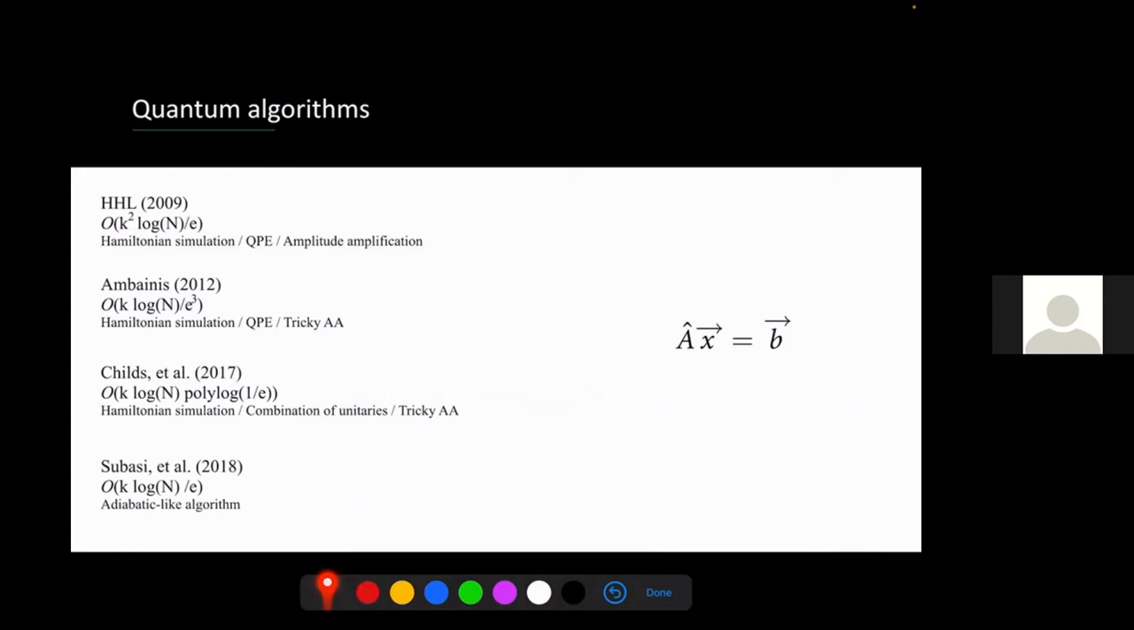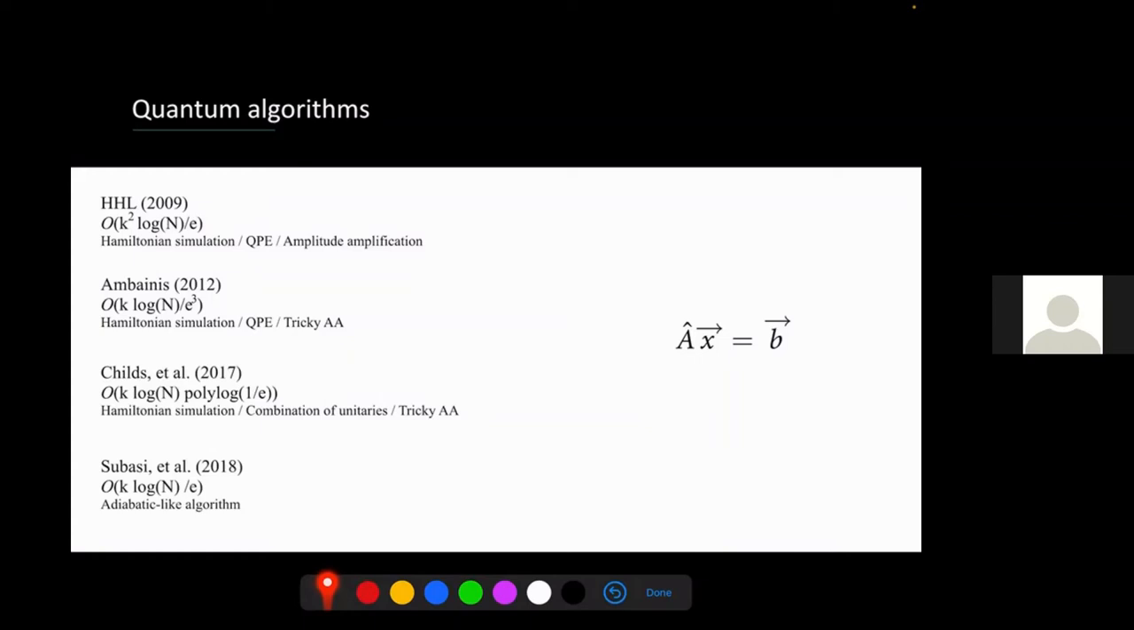numbers that describe the complexity of the linear system. N is the size of the linear system, the number of variables. K is the condition number, which is the ratio of the largest eigenvalue to the minimal eigenvalue. And E is the error in the approximation of the solution. This algorithm uses Hamiltonian simulation to encode classical data, classical matrices, inside the quantum circuits, the quantum phase estimation algorithm, and amplitude amplification to ensure that we really get the final solution.